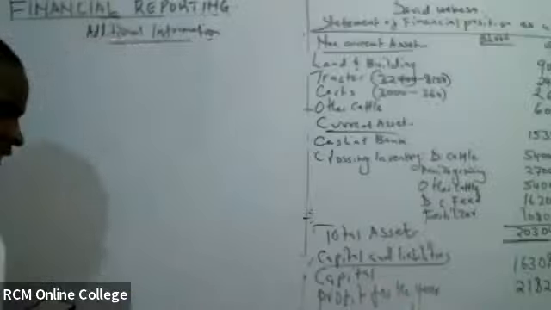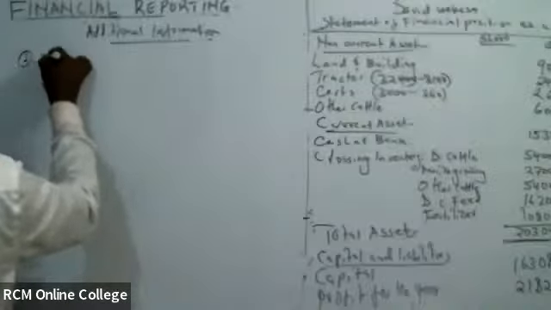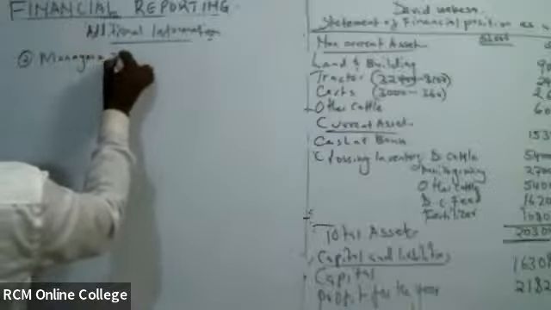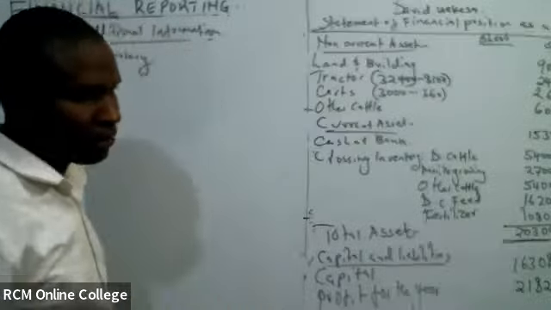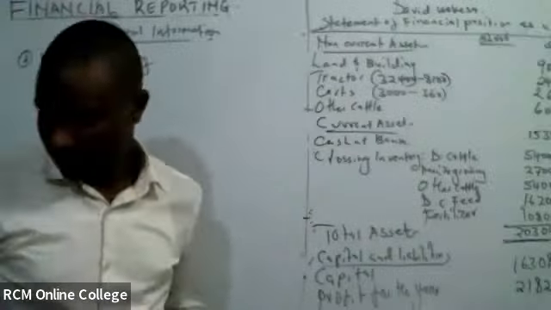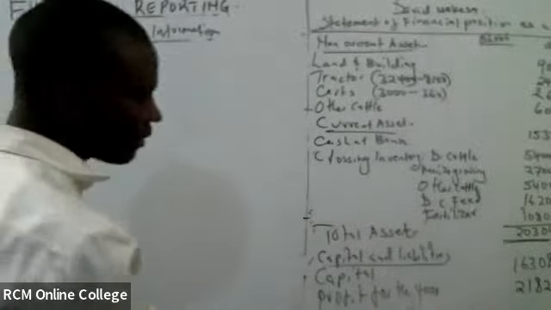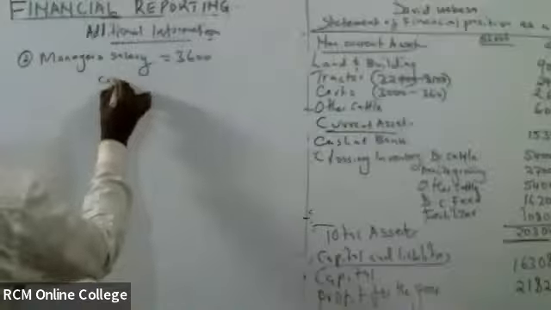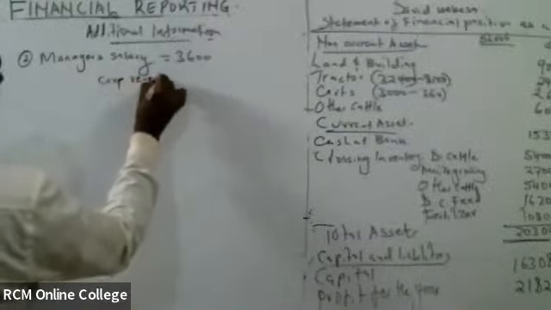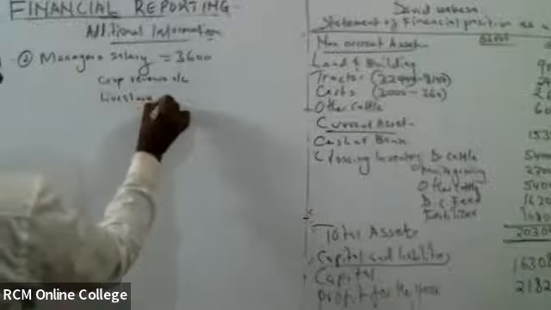Now let's look at additional information number 2, manager's salary. What are they trying to tell us? How much is the manager's salary? Look at the question. The manager's salary is $3,600. They are telling us there is a proportion that will go to crop revenue account, and there is a proportion that will go to livestock revenue account.